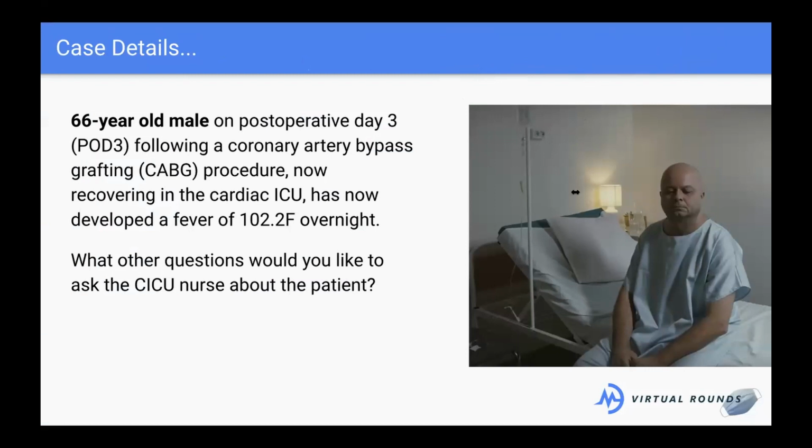So we have a 66-year-old male here, post-operative day 3. We abbreviate that as POD 3. Following a coronary artery bypass grafting, also known as a CABG, and he's now recovering in the cardiac ICU, and he has developed a fever of 102.2 overnight. What other questions would you like to ask the SICU nurse about the patient?